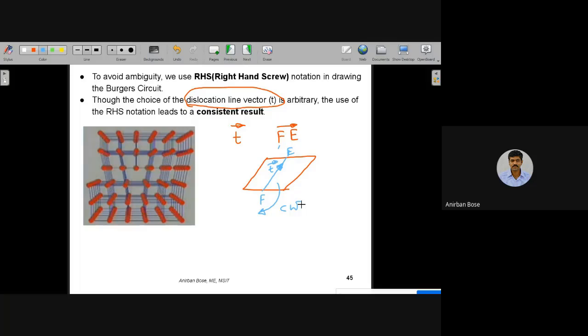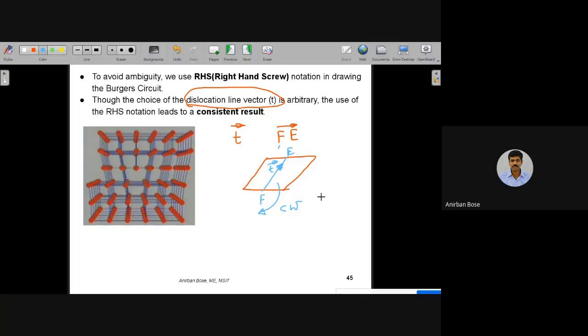But again, the question may come to you: if the choice of direction T is arbitrary, then how will the problem be solved? Again, we can choose the opposite direction and get clockwise or anti-clockwise accordingly. But it is going to give you a consistent result. Consistency in what terms, you have to understand very carefully.